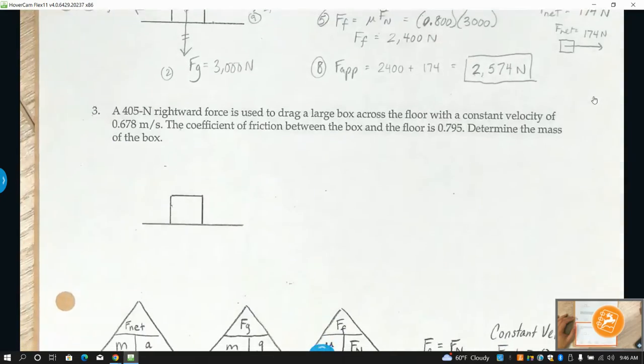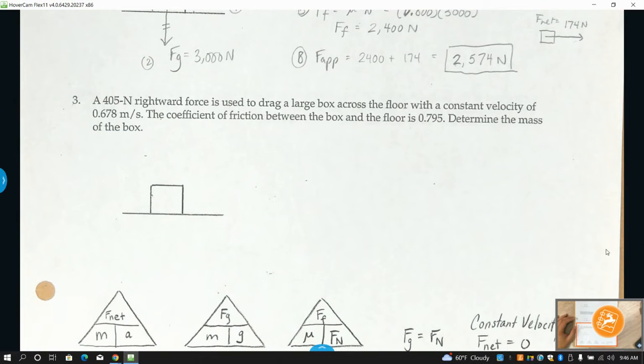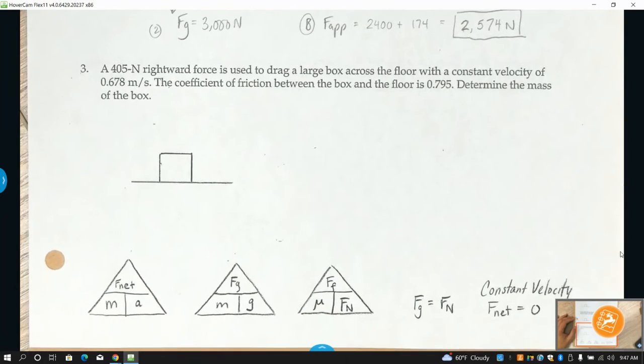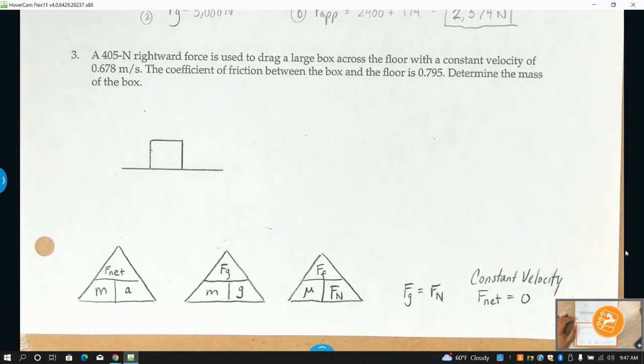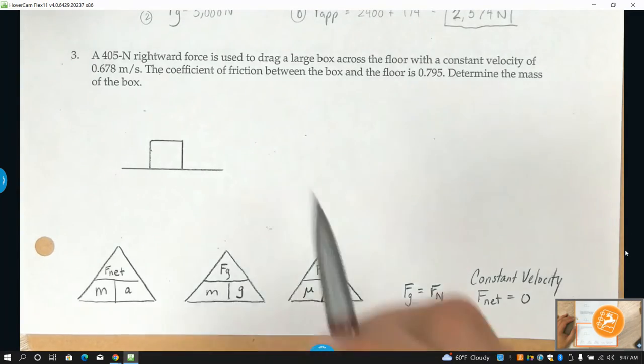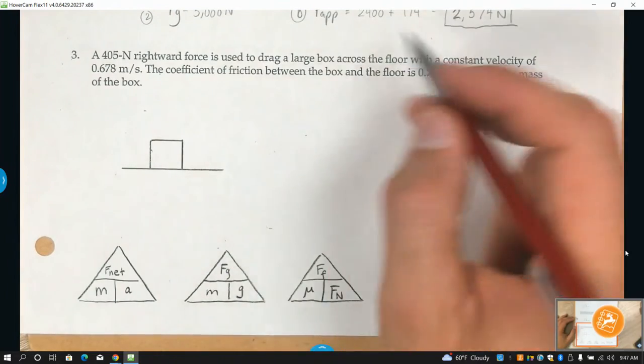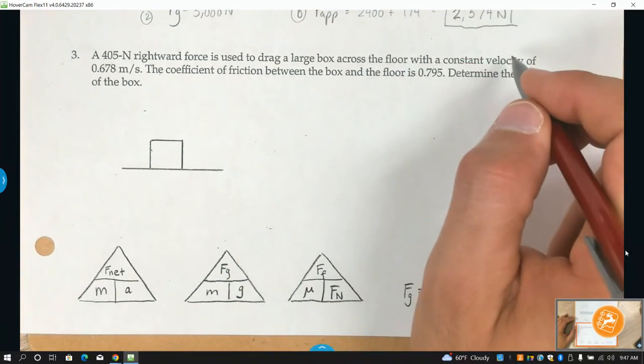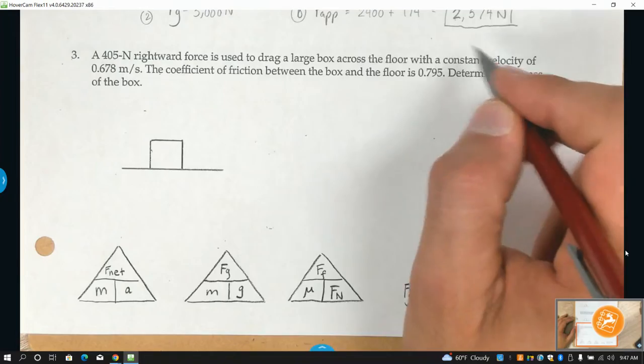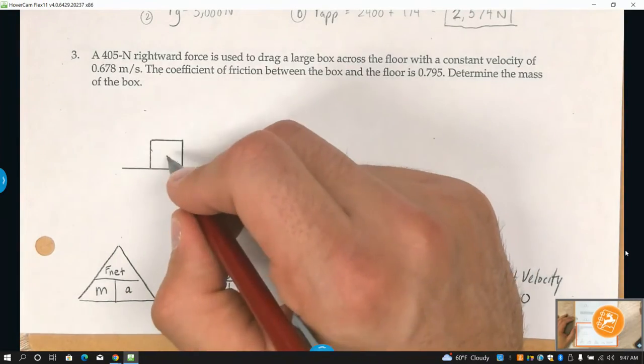All right, well, let's see. What do we have? We have a 405 Newton rightward force being used to drag a large box across the floor with a constant velocity of such and such.